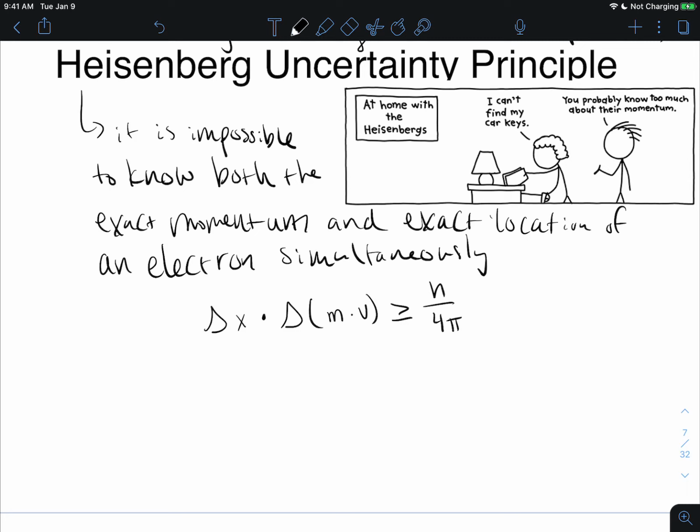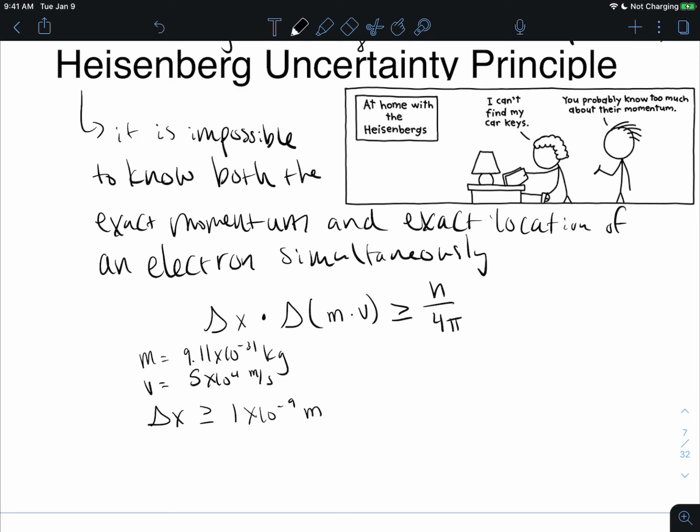You do not need to use this equation. I'm just showing it to you. So with the mass of an electron being 9.11 times 10 to the negative 31 kilograms, and our velocity at 5 times 10 to the 4 meters per second, if we put this into our equation, then our uncertainty in the location is greater than or equal to 1 times 10 to the negative 9 meters.